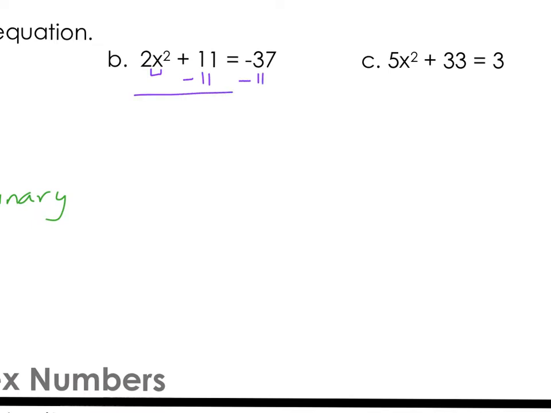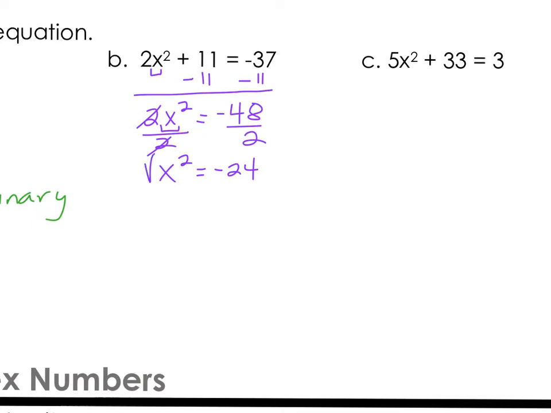That would give us 2 times x squared is equal to negative 48. Next, to isolate our x squared term, we have to get rid of the 2. Let's divide. That cancels out the coefficient on the left, and we have x squared isolated. On the right, negative 48 divided by 2 is negative 24. Very similar looking to part A, or example A.